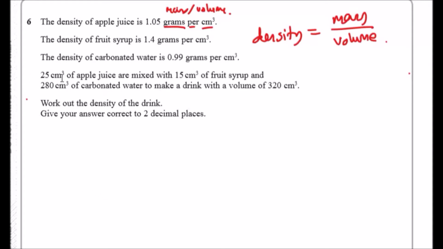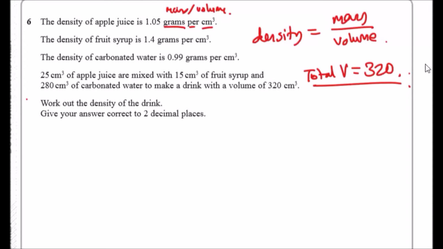25 centimeter cubed of apple juice are mixed with 15 of fruit syrup and 280 centimeter cubed of carbonated water to form this drink of volume 320. I was going to say add these up, but they already did the math for us. So the total volume, let's call it total V, equals 320. I have a feeling they want us to calculate mass or density. Work out the density of the drink.